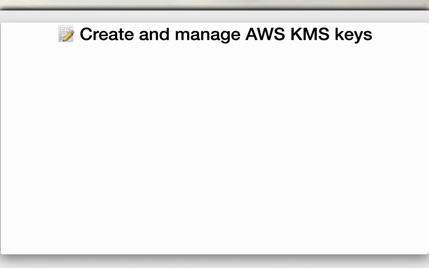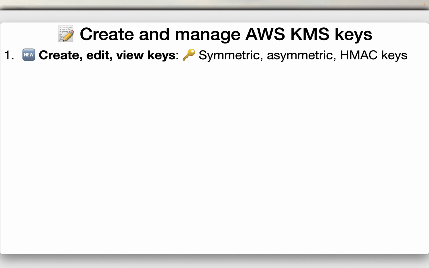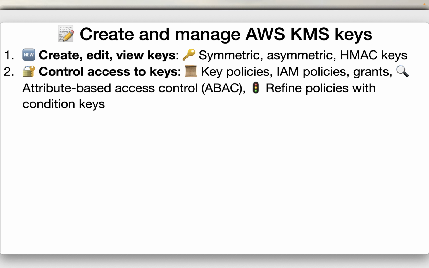So we'll see some operations on what all you can do. You can create and manage your AWS KMS keys. Create, edit, and view symmetric and asymmetric KMS keys, including HMAC keys. Control access to your KMS keys by using key policies, IAM policies, and grants. AWS KMS supports attribute-based access control, ABAC. You can also refine policies by using condition keys.